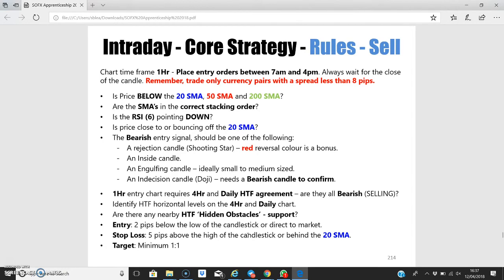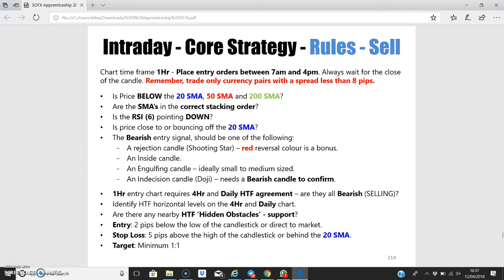The bearish entry signal should be one of the following: a rejection candle, example shooting star. Red reversal colour is a bonus. An inside candle, an engulfing candle, ideally small to medium sized. An indecision candle, a doji, needs a bearish candle to confirm.